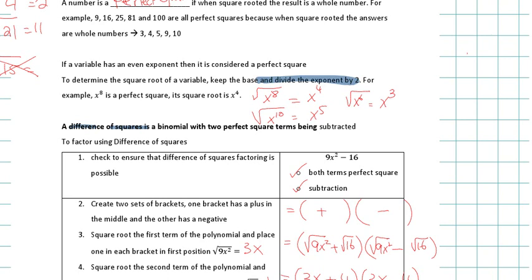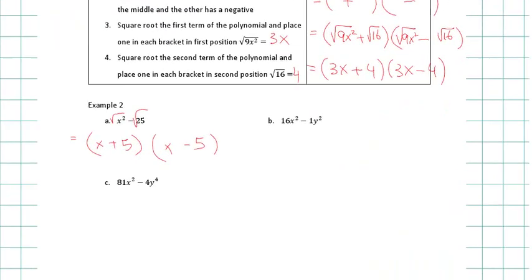Okay, let's do that one. Do I have two terms that are perfect squares? Yes. 16x squared, 1y squared. Remember, a lot of people forget that 1 squared is 1, right? Do I have a minus between them? Yes. Okay. Let's do it.